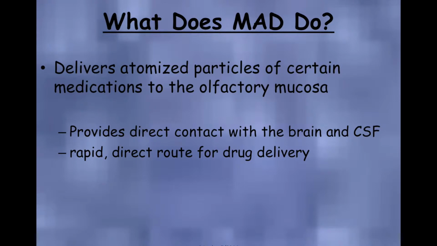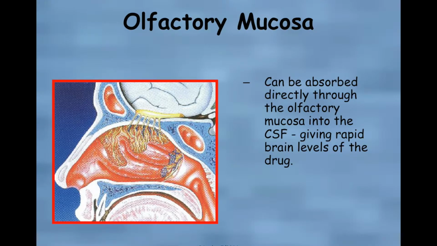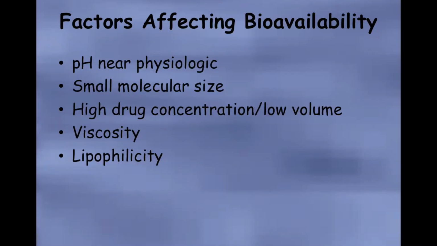MAD delivers atomized particles to the olfactory mucosa, and they're in direct contact with the brain and cerebrospinal fluid, which provides a direct route for drug delivery. There's somewhere between 55 and 100% bioavailability. Meds don't suffer first-pass metabolism as they would if they were delivered orally. IV medications are 100% bioavailable. Here's a picture of the nose and the olfactory mucosa. The medication goes into the cerebrospinal fluid, giving very rapid brain levels of the medication, very rapidly absorbed and utilized.